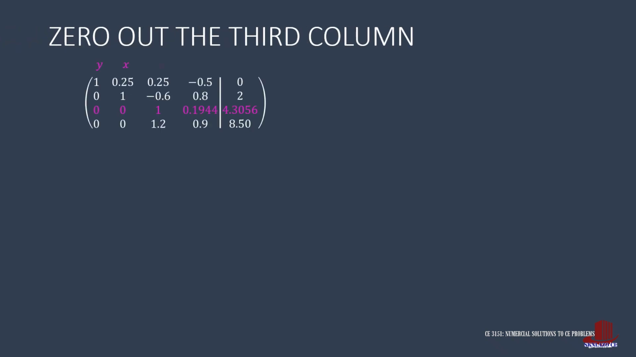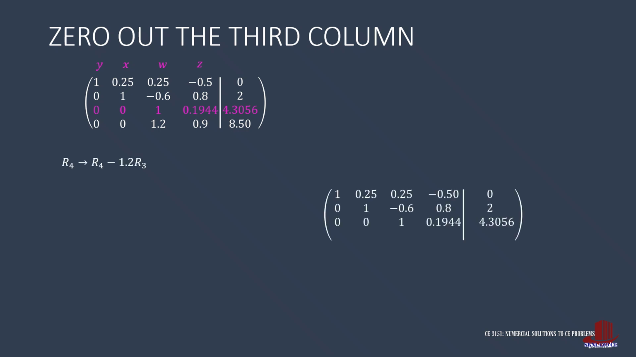Zero out the remaining element below the diagonal of the triangular matrix using R4 less 1.2 of R3. The elements of the fourth row change starting from 0 less 1.2 of 0, which is 0. The two succeeding elements also yield 0, that is from elements 2 and 3.